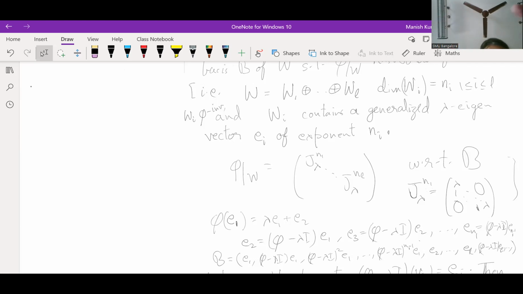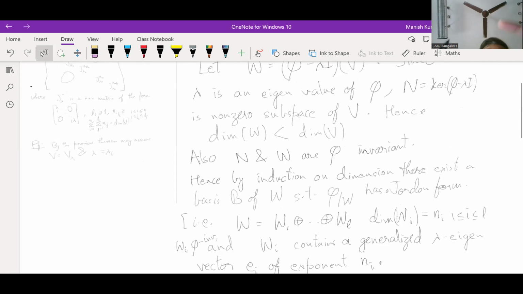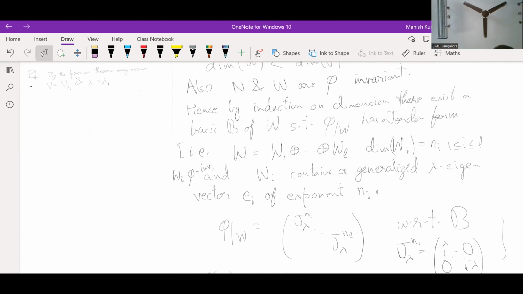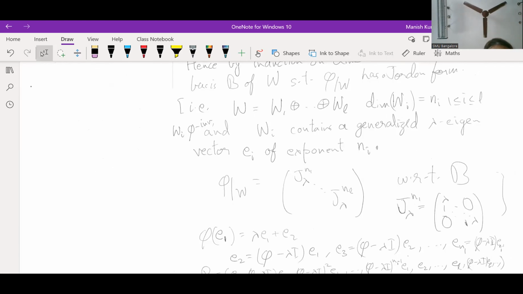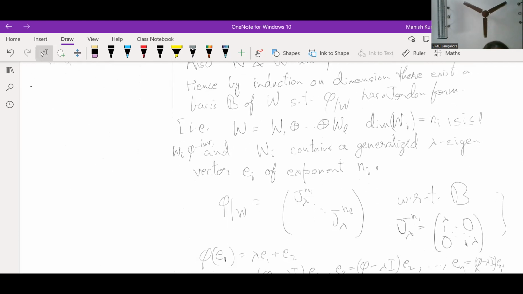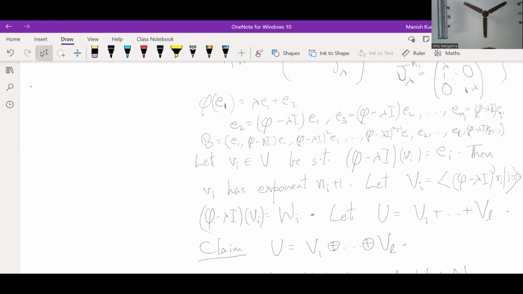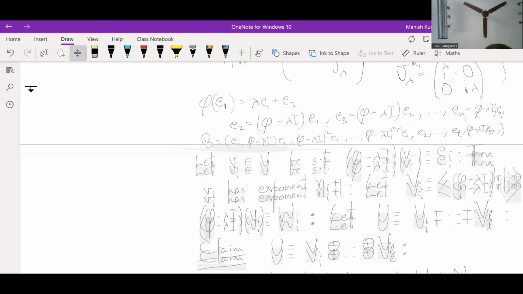W is just a subspace under this image. So now we'll have to somehow lift these EIs. Remember, EI is the image of some element of V under phi minus lambda I. So let's look at the pre-image. Let Vi in V be such that, and maybe let me put a gap here so that it's more readable.